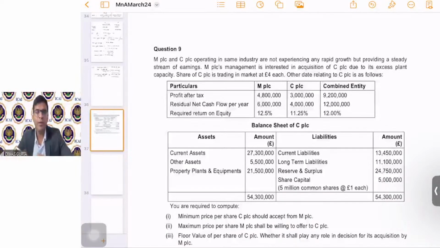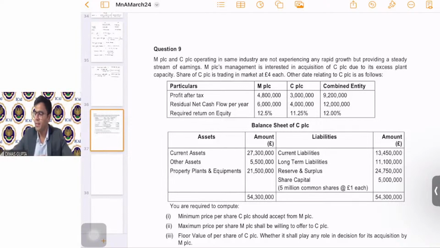Today we will be continuing on the topic of mergers and acquisitions. So let's start with question number 9 today, because in the previous session we covered till question number 8. I hope all of you would have revised the concepts so that we can build upon those things in today's session.